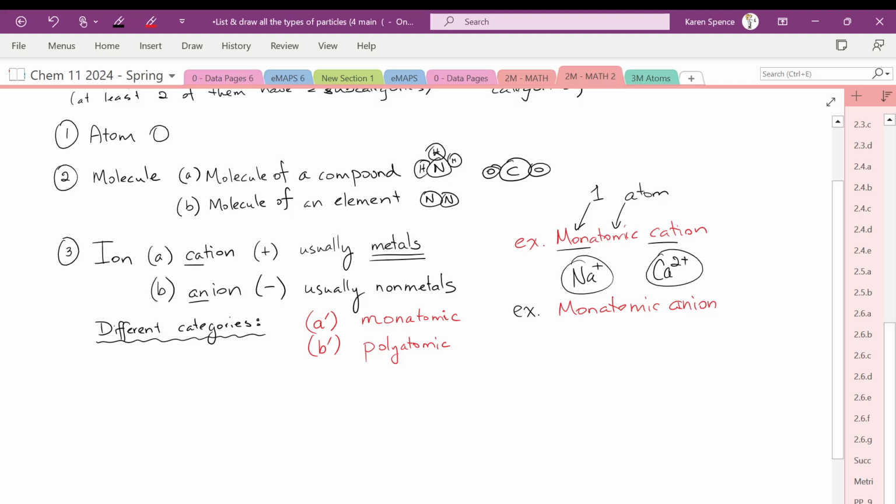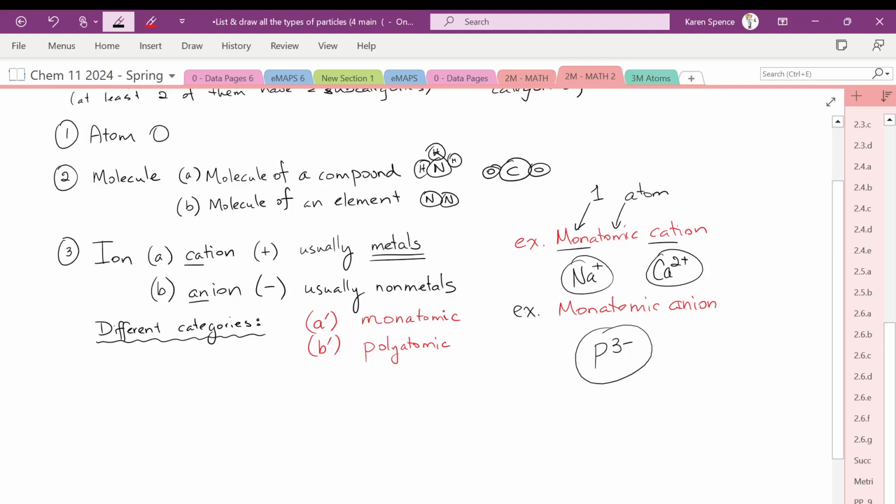Monatomic anion. What element could we use? Carbon, if just based on what you know from past grades, grade 10 and 9, carbon would be a yes, but I'm going to tell you right now that carbon does not tend to form ions. It tends to form covalent bonds only. So let's pick something that's not carbon. Phosphorus. Okay, so phosphorus, and I don't expect you to know this right now, but it has a charge of 3 minus.